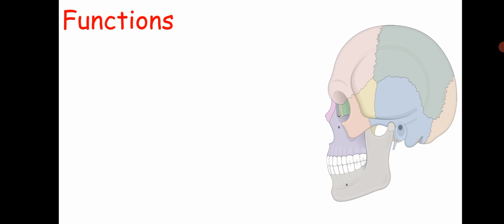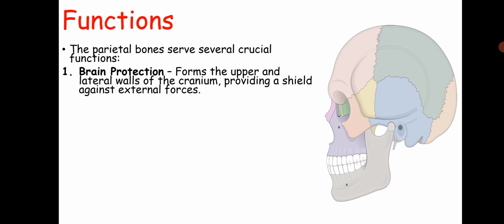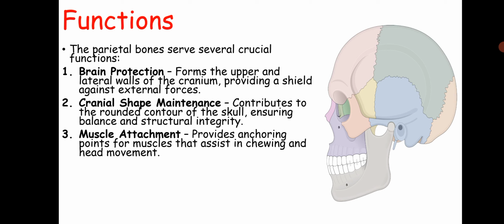Now let's talk about functions of parietal bone. Parietal bone serves several crucial functions. They are brain function, as it forms the upper and lateral walls of cranium, and it provides a shield against external forces. Next function it has is cranial shape maintenance, as it contributes to the rounding contour of skull, ensuring balance and structural integrity.